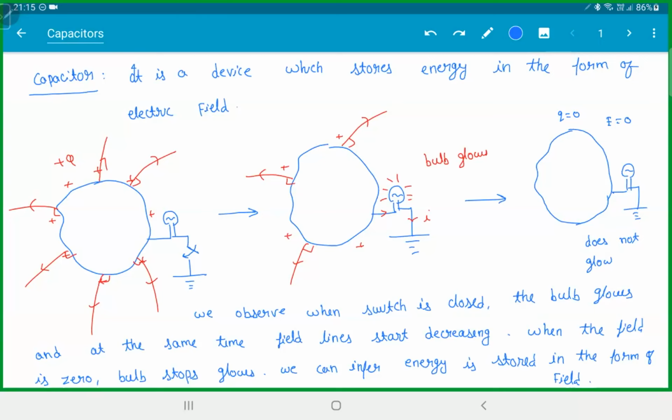So you can conclude things, even though you can't see. Same way here, we can conclude the bulb is glowing as long as there are field lines. When field lines become 0, the bulb stopped glowing. Somehow energy is there in the field. Now, how and what, that's a different story. We don't know that, right?